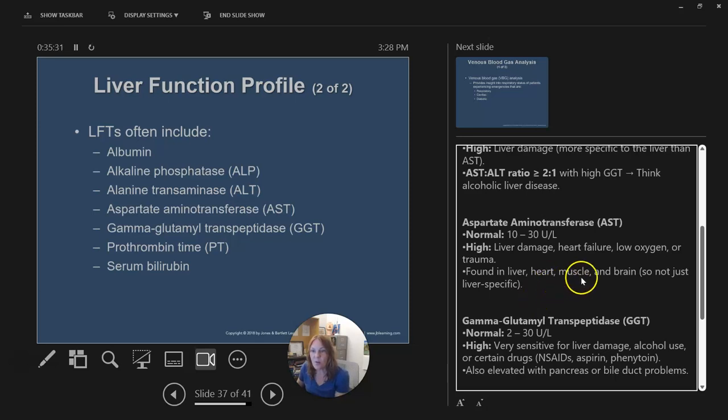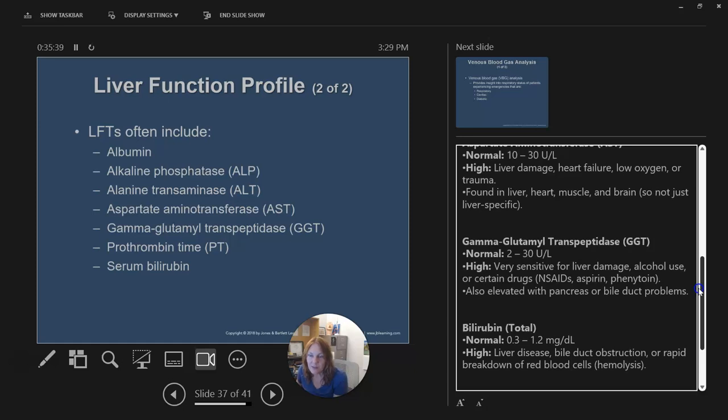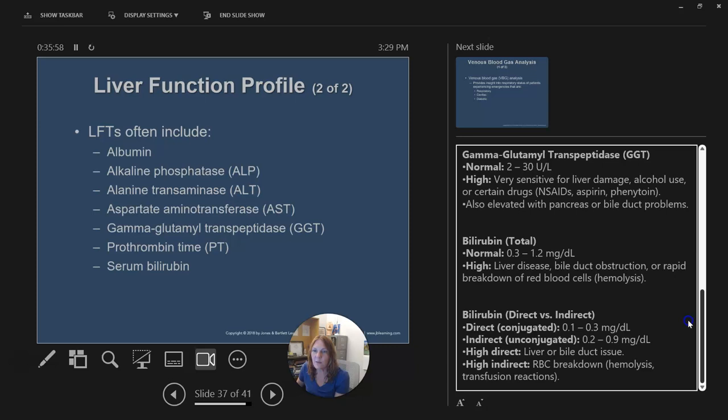Found in the liver, heart, muscle, and brain. It's not just liver specific though. Our gamma-glutamyl transpeptidase, GGT, normal is 2 to 30. High values could mean we're very sensitive for liver damage, alcohol use, or certain drugs like NSAID overuse, aspirin, things like that. Also elevated with pancreas or bile duct problems.